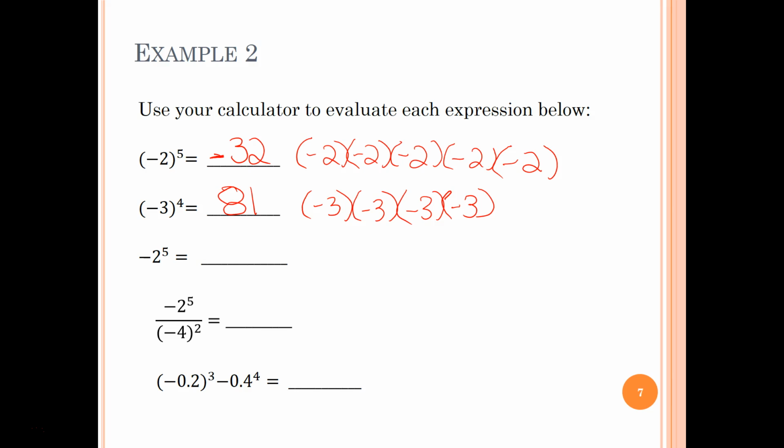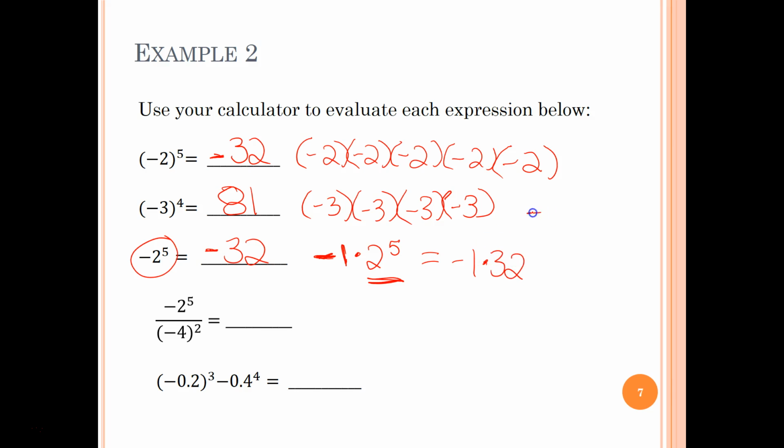Notice -2 to the 5th gives us -32 as well. Here's something interesting about this one. This is really saying take the opposite of 2 to the 5th. Since in this case there are no parentheses, the only thing that's being raised to the 5th is the base of 2. That negative is indicating the fact that we're going to take the opposite of that answer. So here, this is really the same thing as saying -1 times 32.